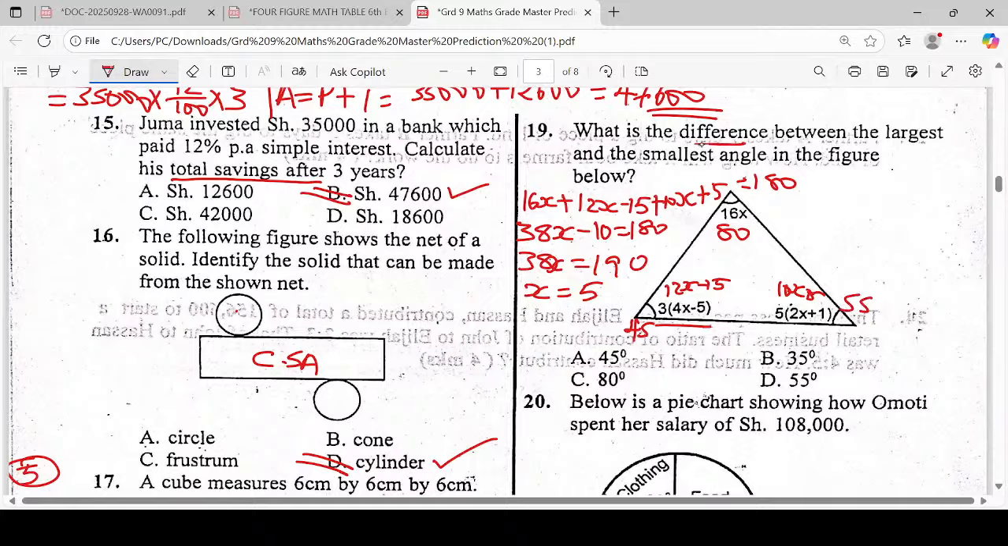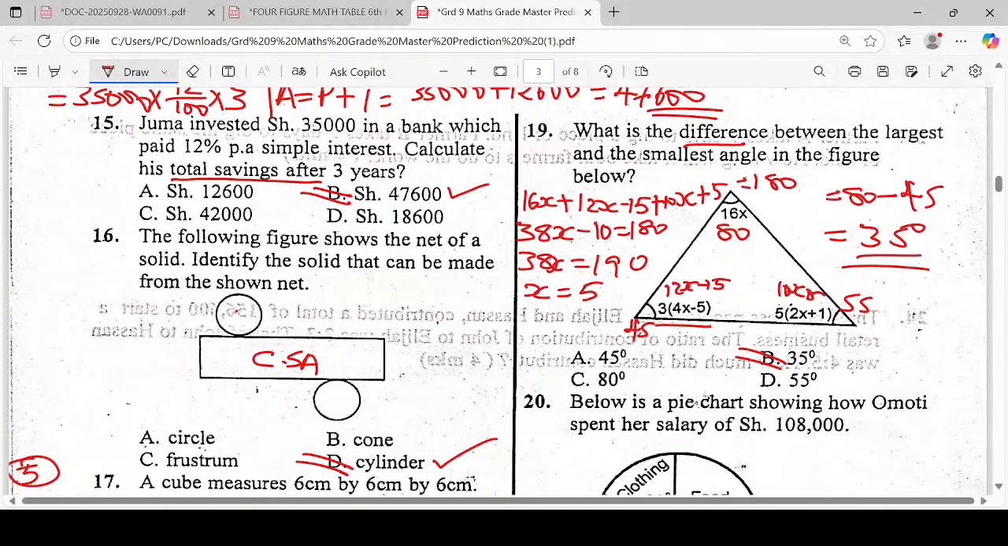So they want the difference between the largest angle. The largest angle I've seen here is 80 minus the smallest angle here, which is 45. So the difference here, when you take 80 minus 45, you get 35. The difference here is 35 degrees. So that makes choice B for boy the most correct answer, dear learners.